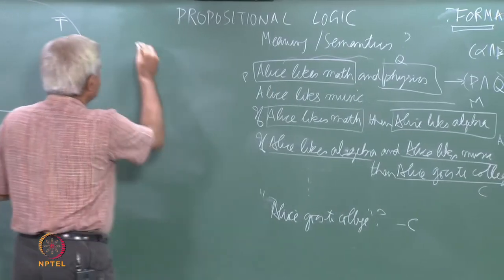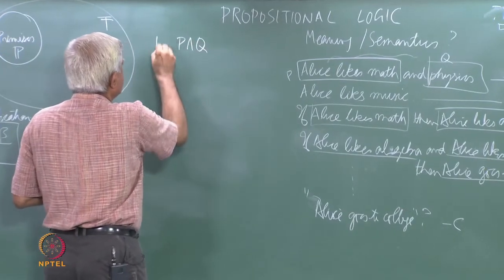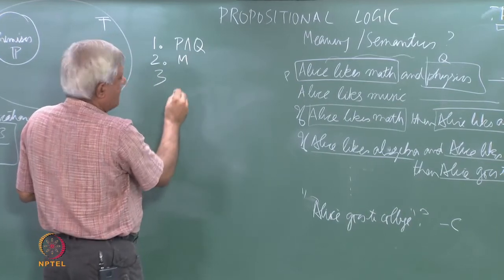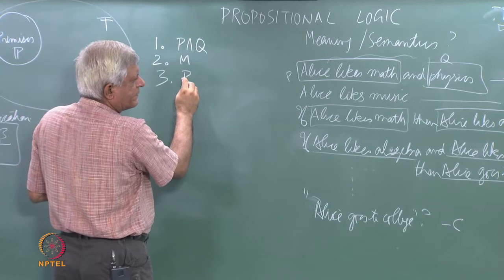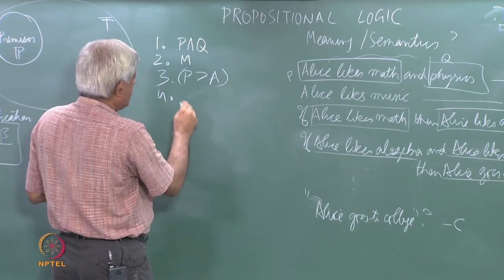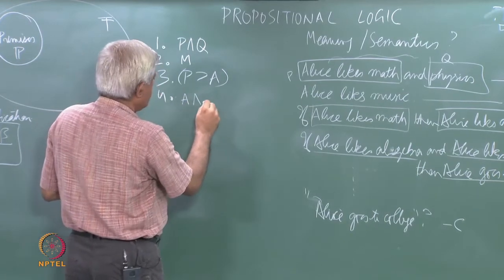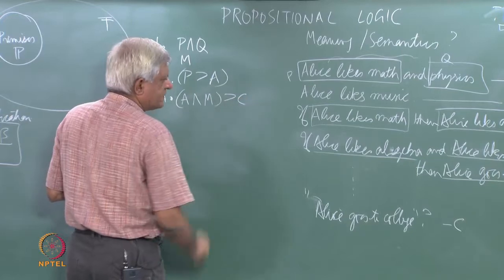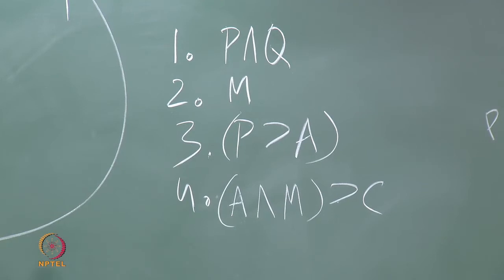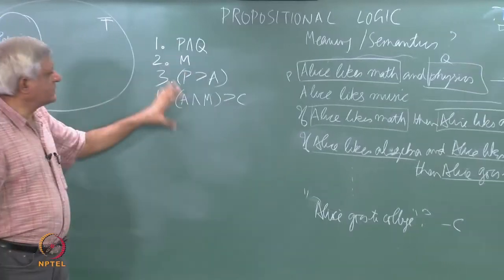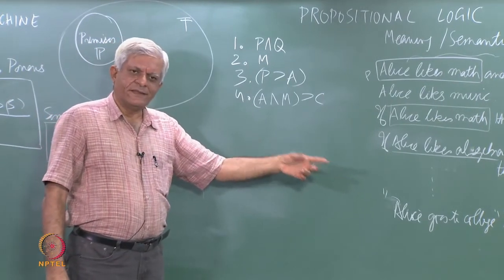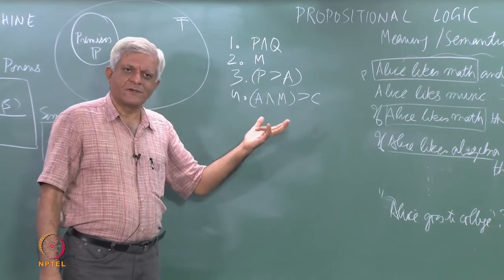What has been given to us is P and Q. Let us label number this now. 2 is M, and you are familiar with this process. P implies A, 4, A and M implies C. These are the 4 facts, as we sometimes call them, given to us; these 4 sentences are true. Then the conclusion that we are interested in is C. Is C true or not? Will Alice go to college or not?